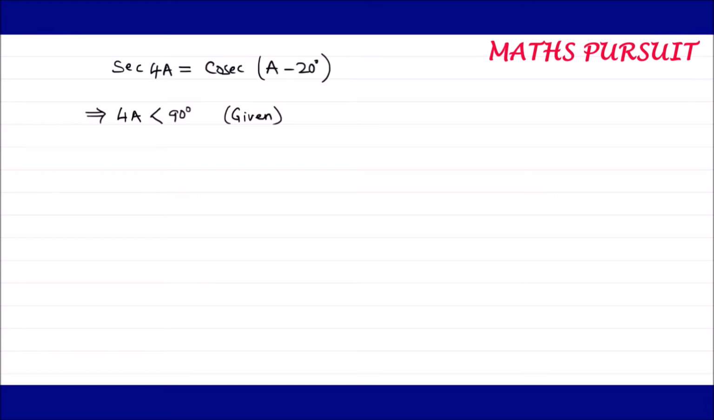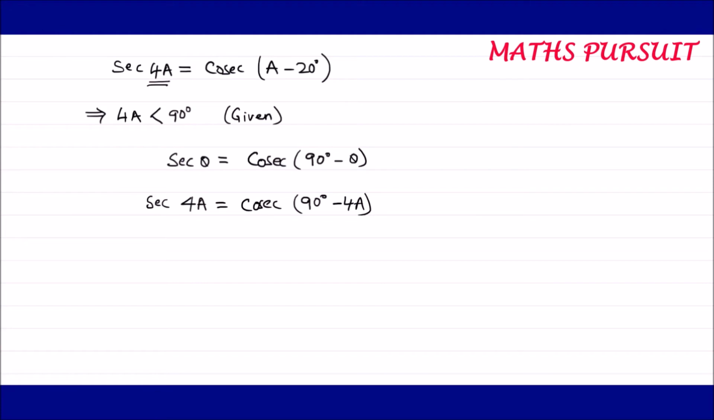We very well know that sec theta is equal to cosec (90 degree minus theta). This is what we know from the trigonometric identities. Now looking at the question, they have given sec 4a, so let me consider theta as 4a. When theta is 4a, I can write sec 4a is equal to cosec (90 degree minus 4a).